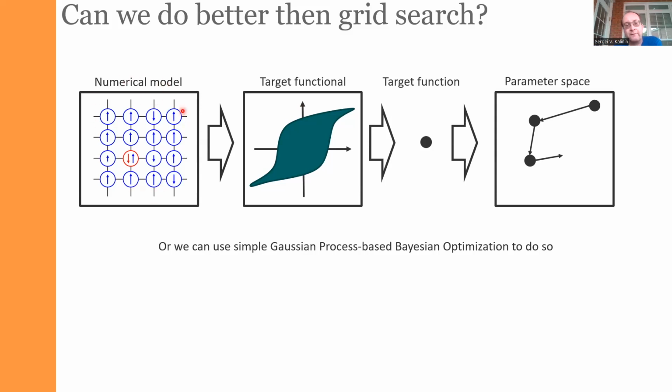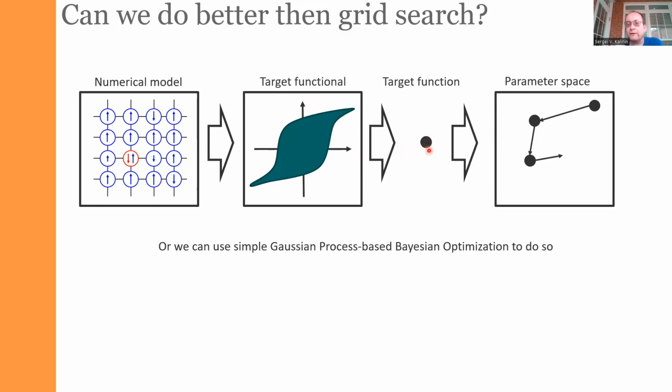So once we have the model or experiment, we define the target function. So what is the behavior that we're interested in? It can be complex objects. For example, for ferroelectric material, we may be interested in the hysteresis loop. For a battery, it would be a charge-discharge curve. For steel, for example, it can be a mechanical testing curve. So once we have this target functional, we need to define one or a small number of target functions, so something that can be our scalar optimization target.